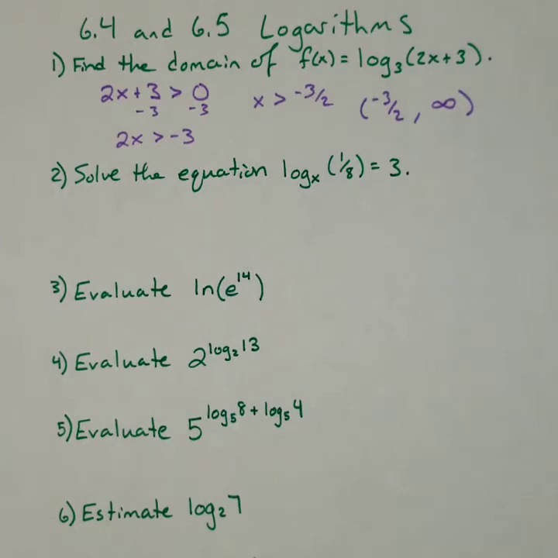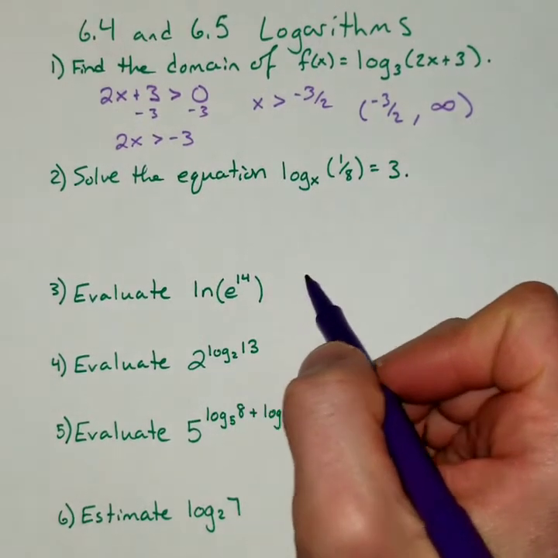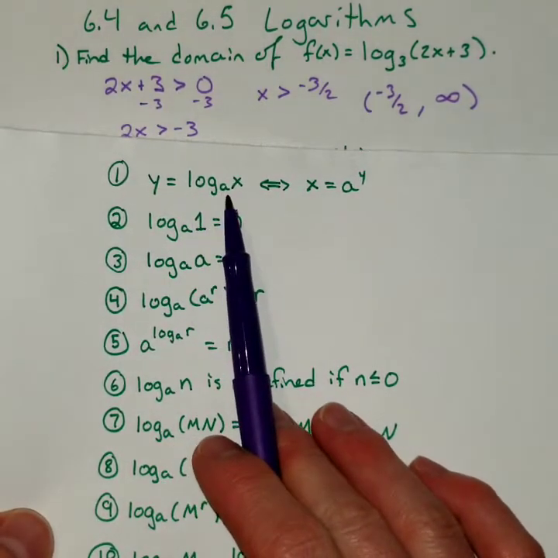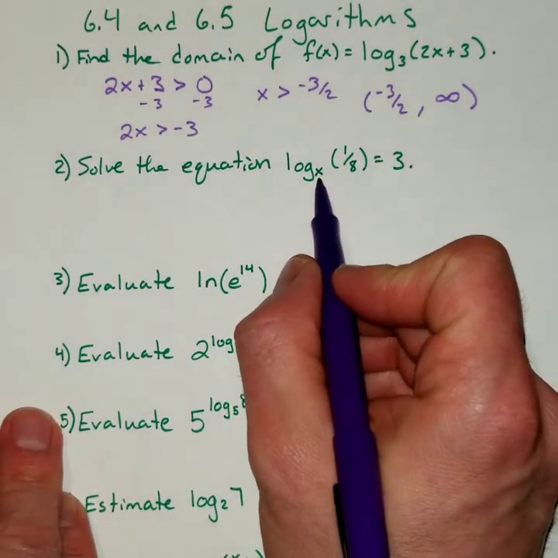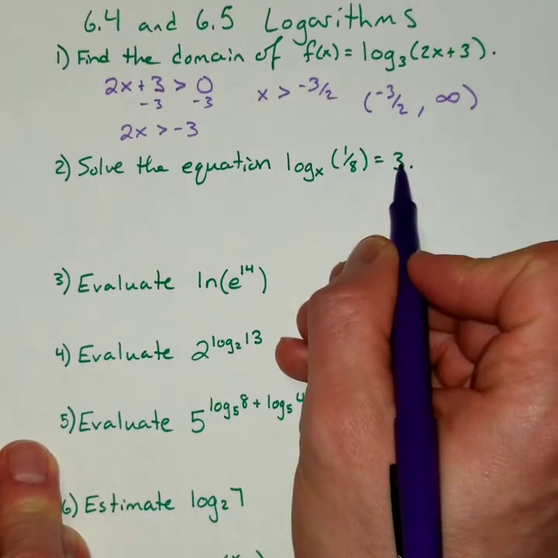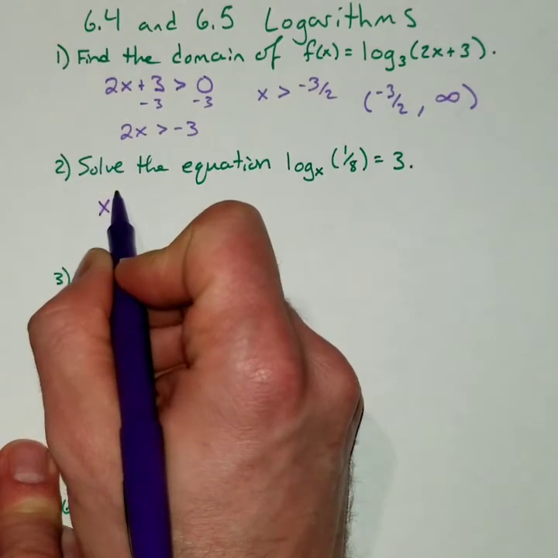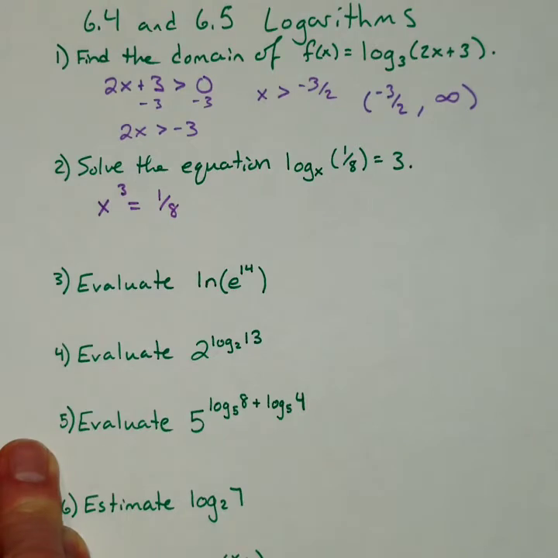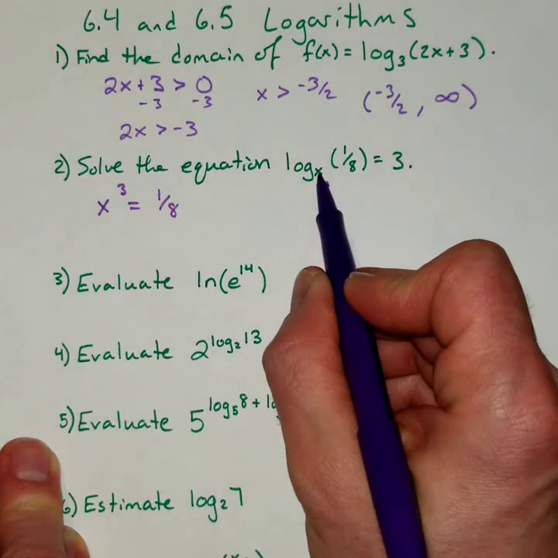Alright, number 2, we're solving an equation, and this equation is not obvious because it involves a logarithm and the variable is down in the base. But if we utilize the first property, the first commandment, and just convert the logarithm to an exponential, that can help us. So I'm going to convert that by saying the base raised to this third power is equal to the argument. Base to the third power equals the argument.